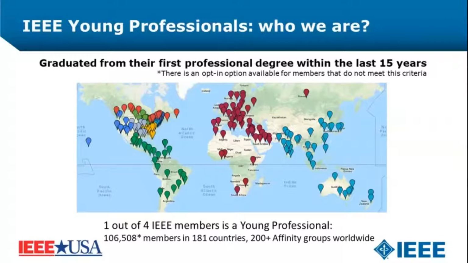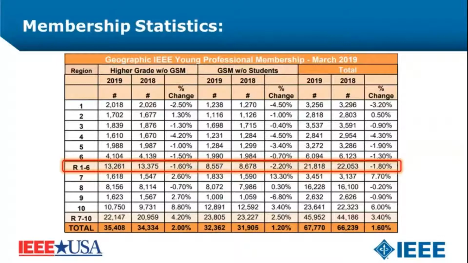And we'll look into some membership statistics across the US next. We have 10 regions across the world, 6 of them in the US. For the highlighted regions 1 to 6, we see a decline in IEEE Young Professional membership. This is from March 2019, which is the latest data that I have, and we are declining close to 2%, minus 1.8%.